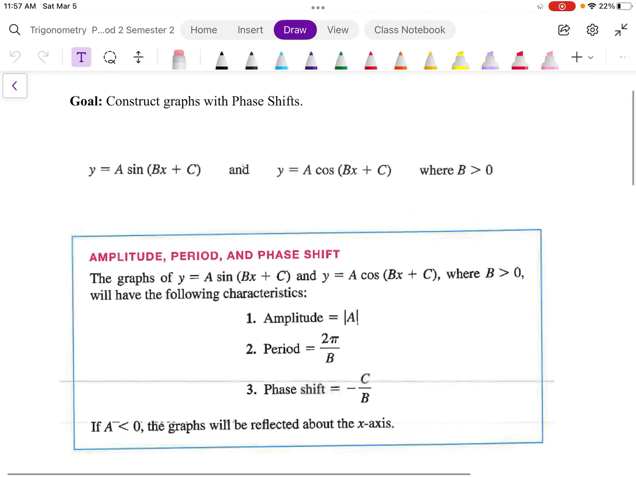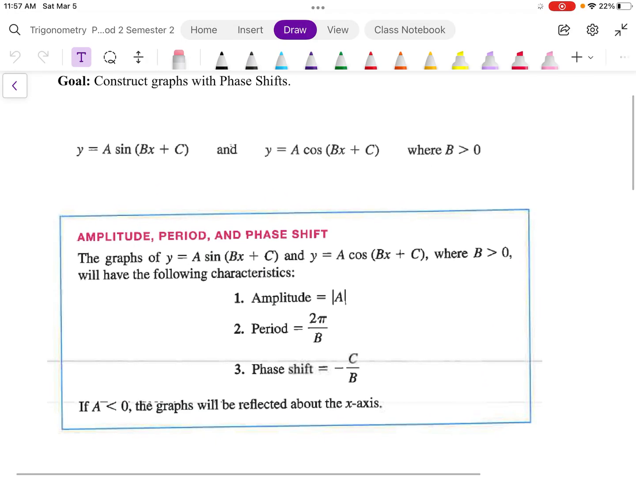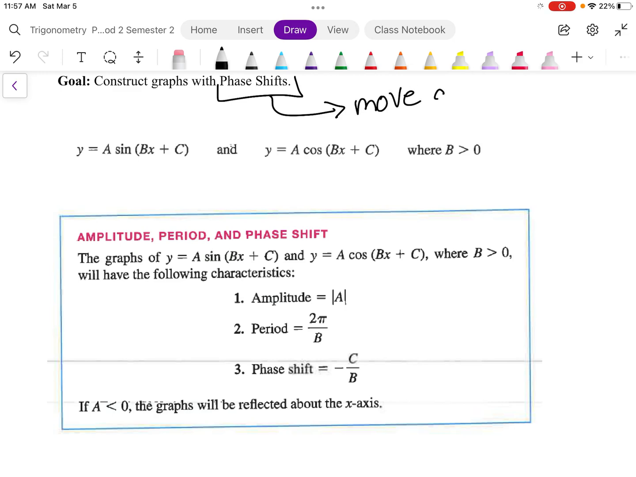4.3 is on phase shifts. So today we're going to construct a graph with phase shifts, which means that we're moving our graph left or right.